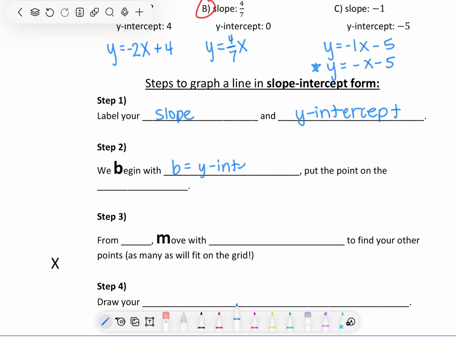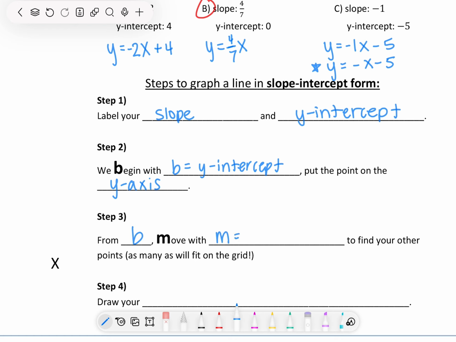So we're going to begin with b, which is our y-intercept. So that's the point that we are going to begin with. It's the only point that we know so far. Okay. We're going to put that point on the y-axis, of course, because it is a y-intercept. Once we know where b goes and we've plotted that coordinate, then from b, we can move with m.